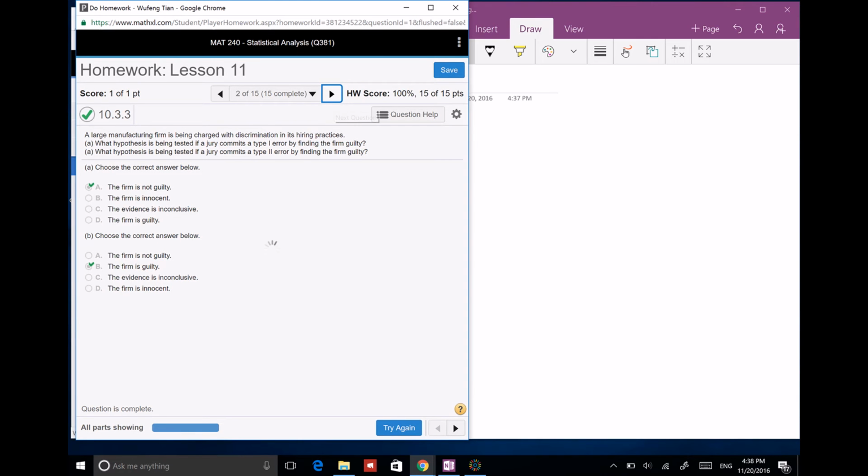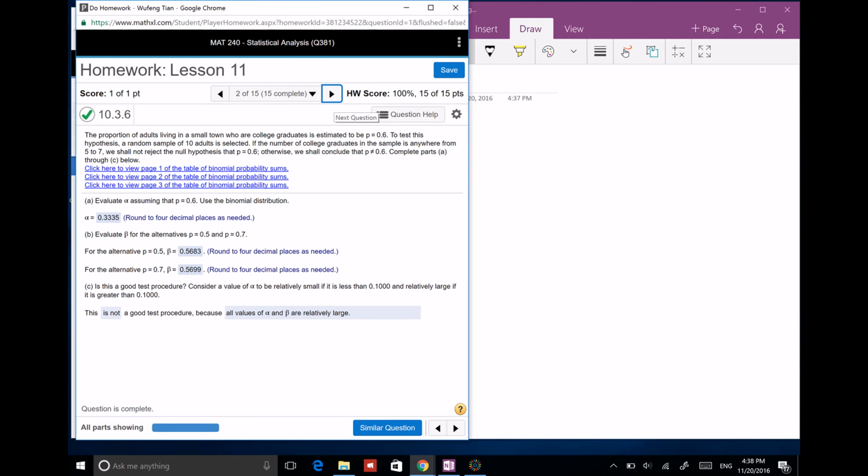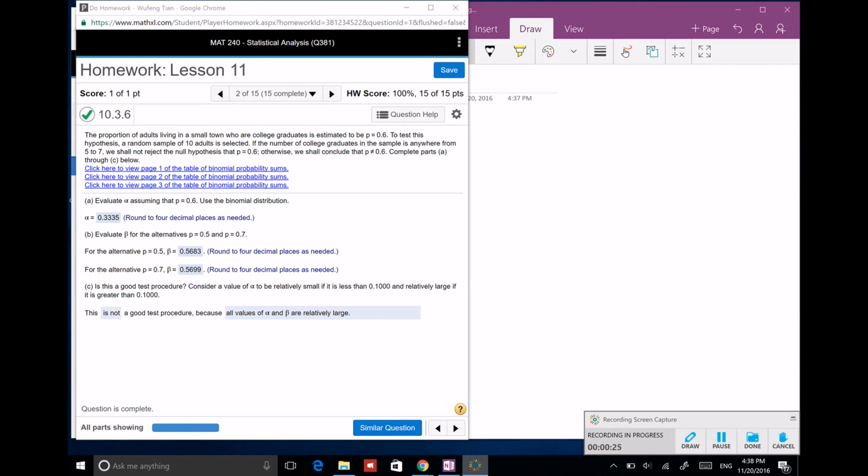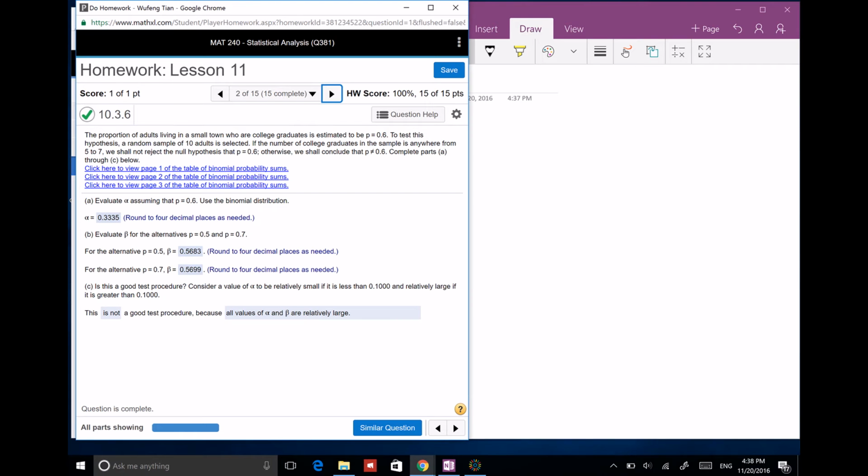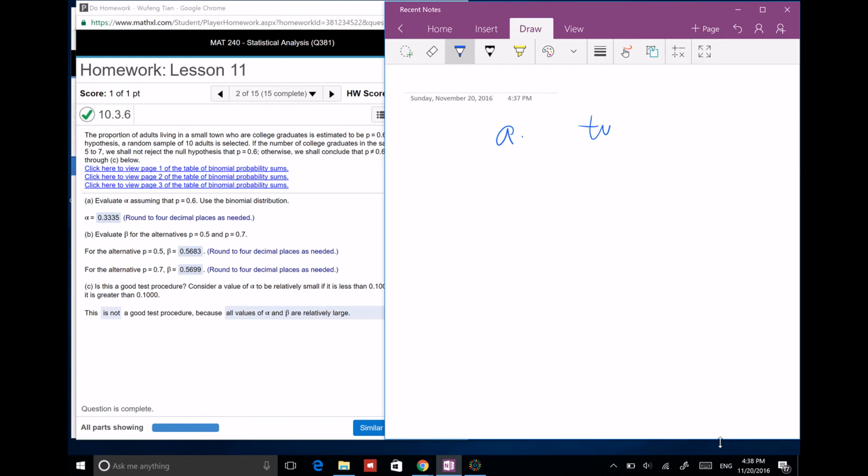Okay, let's look at the second problem. For this problem, the first one is alpha. Alpha is type 1 error. Type 1 error is you reject it, the probability of rejection.